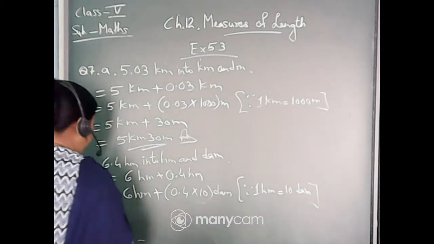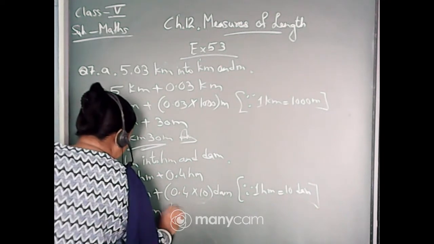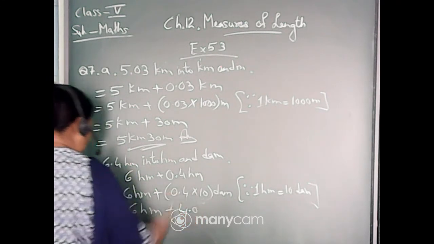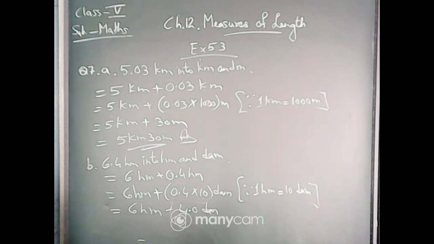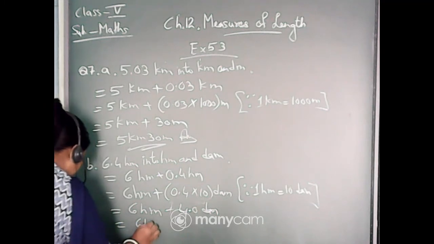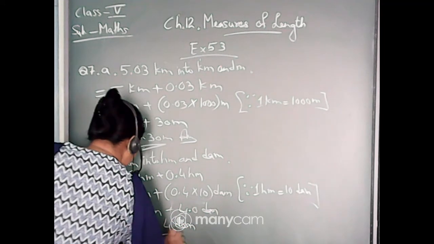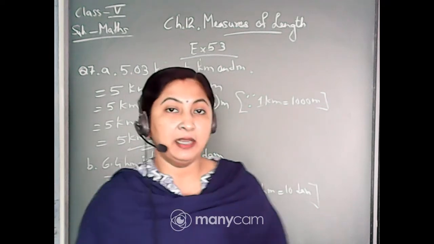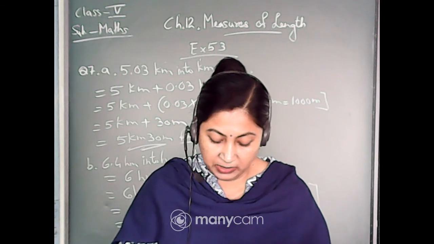After multiplication we are getting 6 hectometer, and 4 plus 40, after one digit the point, so after one there will be a dot, decameter. So the answer is 6 hectometer and 4 decameter. Clear? This is the answer for number B. This way you will break and then you will convert. You will break the numbers since it is given in point, and after that you will convert. Clear? Now let us do number C.